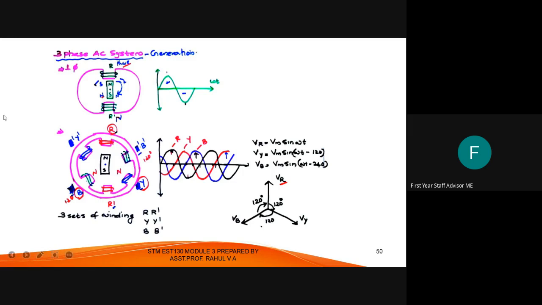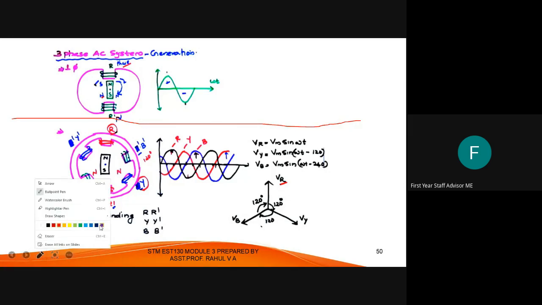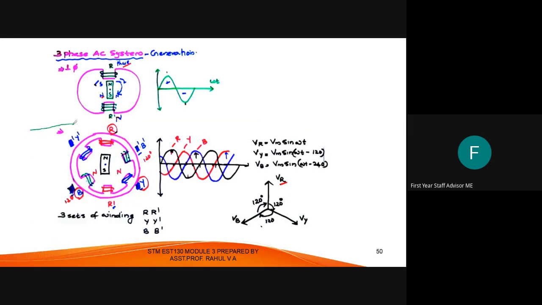Okay, so what is the difference between single phase and three phase? That is what we are going to discuss today. You can see that there are two diagrams. Both are diagrams of a generator. The top one in this diagram is of single phase, and the bottom one in this figure is of three phase. So what is the difference between these two diagrams?